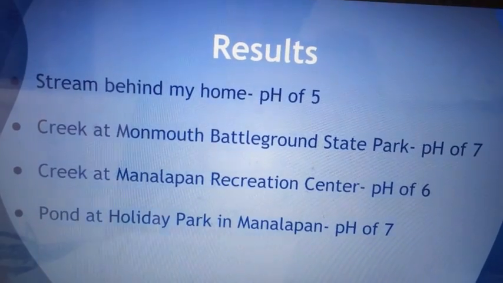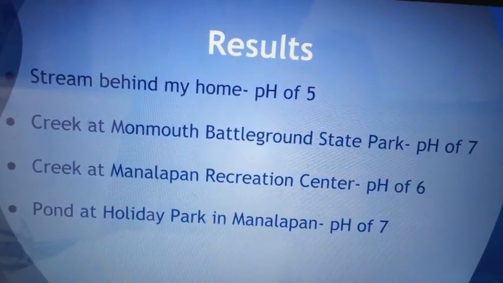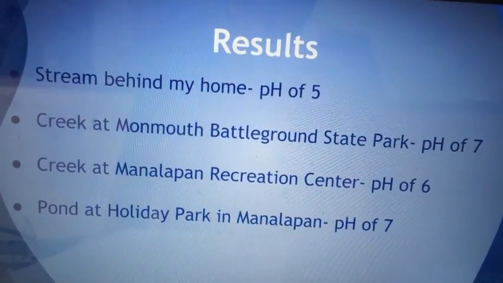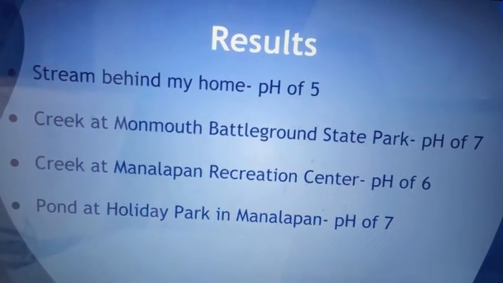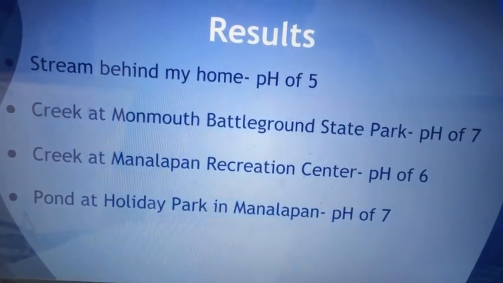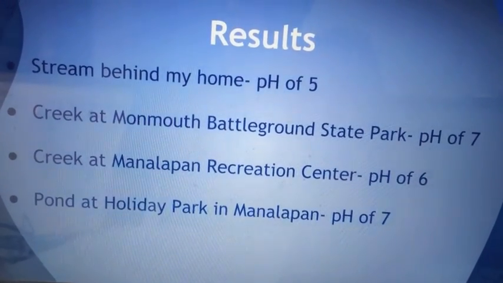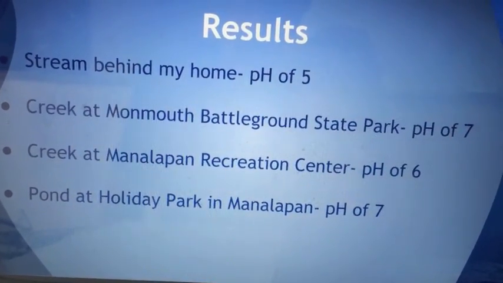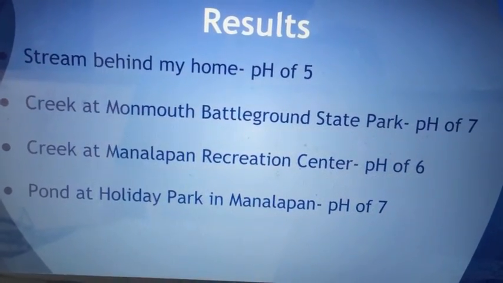The pH of my first location, the stream behind my home, was a 5. As for the creek at Monmouth Battleground State Park, the pH there was a 7. The Manalapan Recreation Center creek had a pH of 6. My last test location, which was the pond at Holiday Park in Manalapan, had a pH of 7. As we could see from the test results, acid rain is not a big problem here.